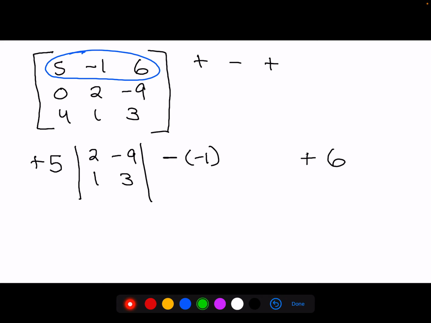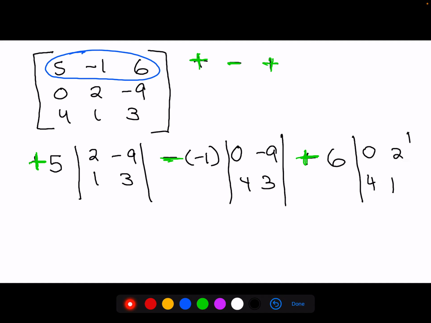Okay, so those symbols, it's nice ahead of time to think about what symbols need to go in there, so that way you don't forget later. Then negative 1 is in row 1, column 2, and I'm going to multiply that by the determinant of the little 2 by 2 made by the elements not in row 1, column 2. And for 6, that's in row 1, column 3. I'll multiply that by the determinant of the 2 by 2 made with the elements not in row 1, column 3.